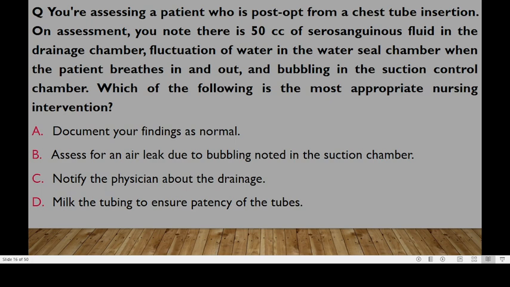When looking at all these options by the nurses, we can go for nurse A. Nurse A actually is doing the right documentation, the right action. He's documenting this as the normal finding, right? We need to find fluid in the drainage chamber, and it should be less than 100 cc per hour, right? We need to see fluctuations of water in the water seal when the patient breathes in and out. Bubbling in the suction control chamber is also a normal finding.